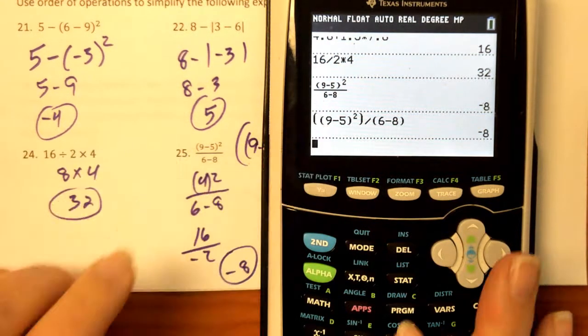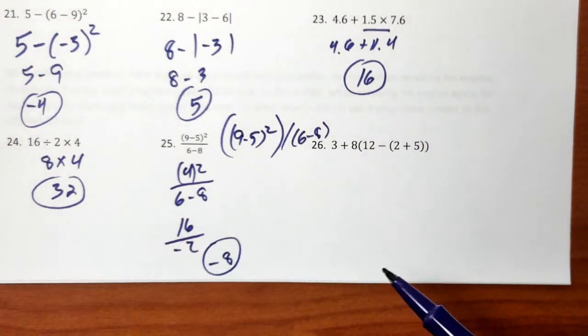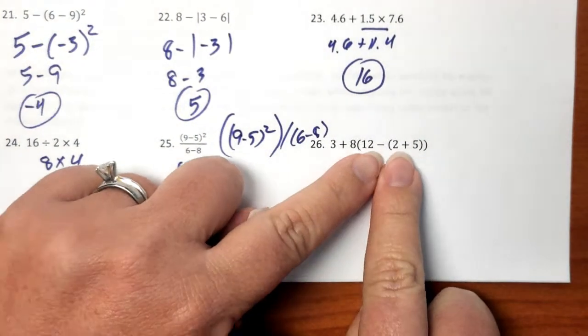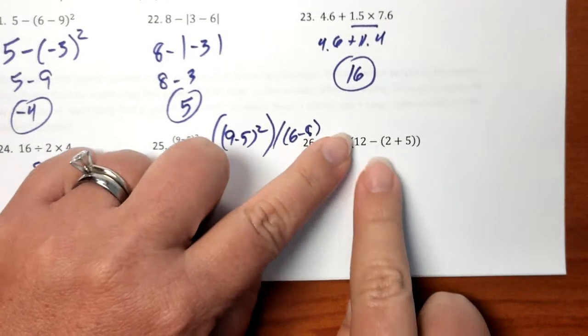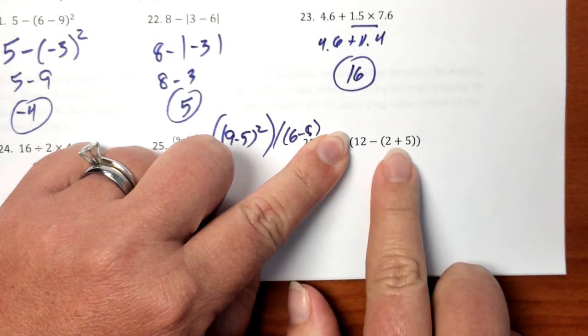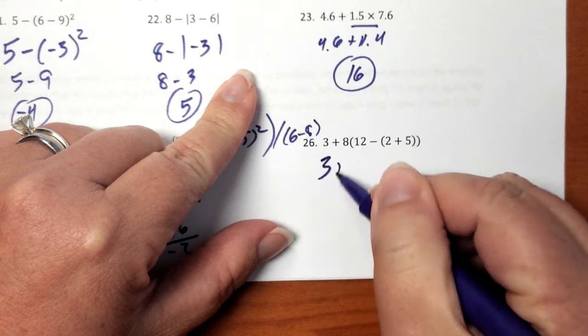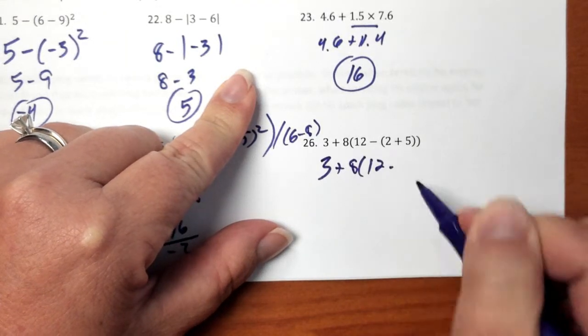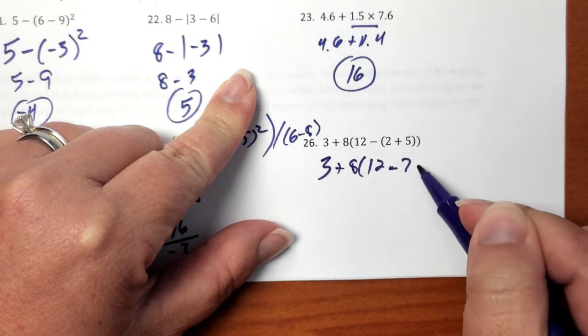That's how you type it in. This last one here, notice we've got a set of parentheses, but it's inside another set of parentheses. So when that happens, you start with the parentheses, but you work inside out. So we do this innermost set of parentheses. 2 plus 5 is 7. So I'm just going to recopy every single thing except I'm replacing that 2 plus 5 with 7.